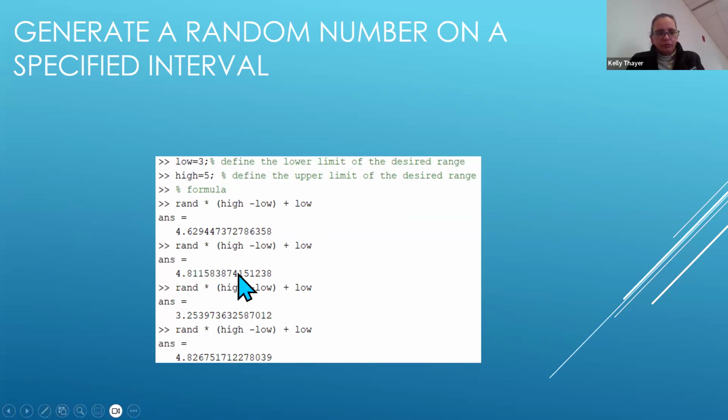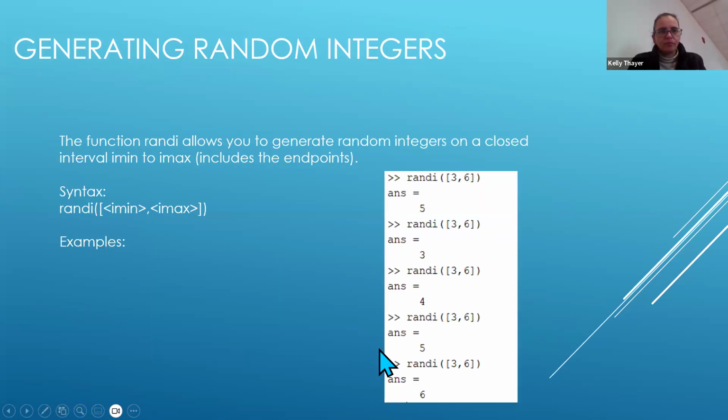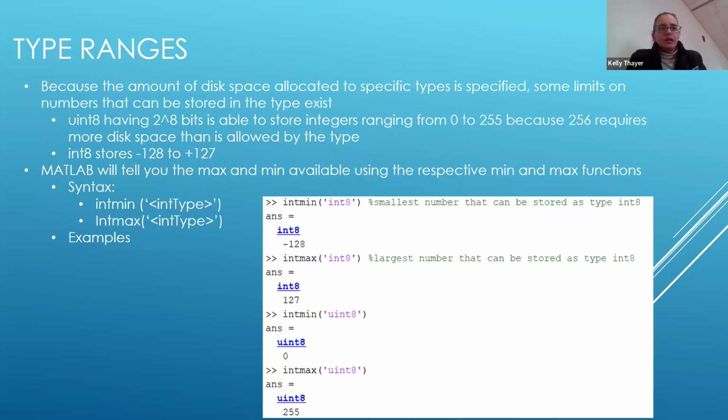And so then we can compute some random numbers, and we can see that every time we run it we are going to get different numbers that do fall in the desired range. You can also generate random integers. A function randi, for integers, will allow you to generate random integers on a closed interval from imin to imax, inclusive of the endpoints. And so this one works like this: randi with parentheses and square brackets, giving the values of 3 to 6. And then we can run this multiple times and see that it is selecting numbers within that range.